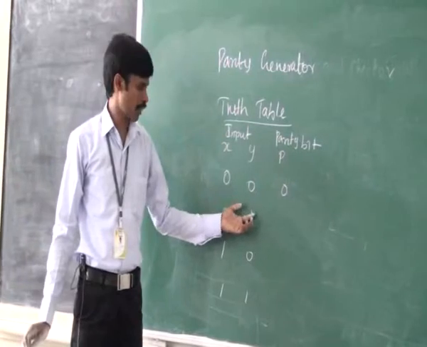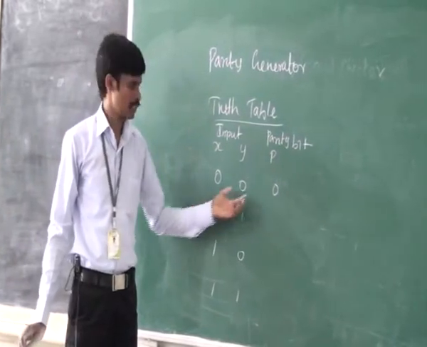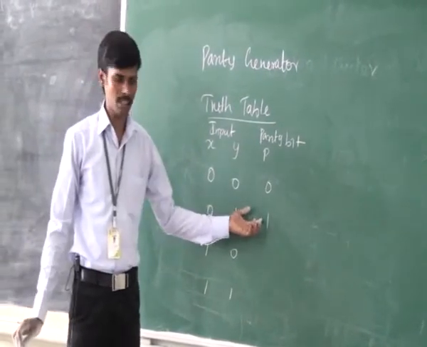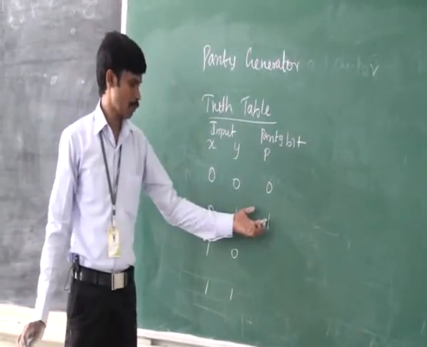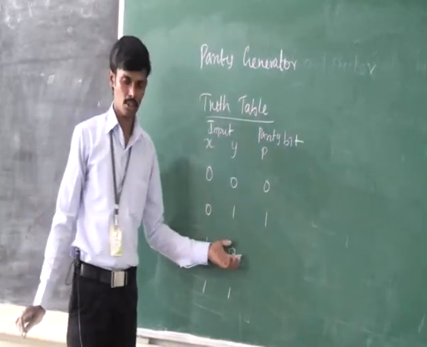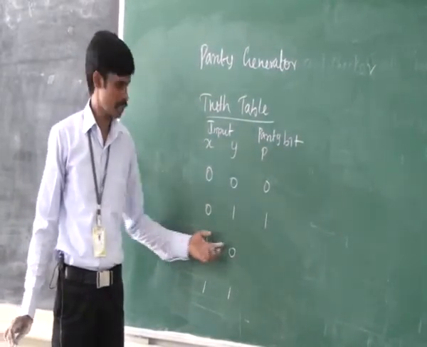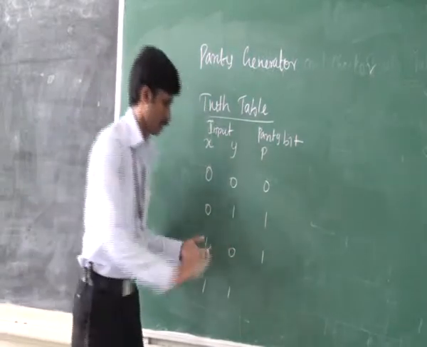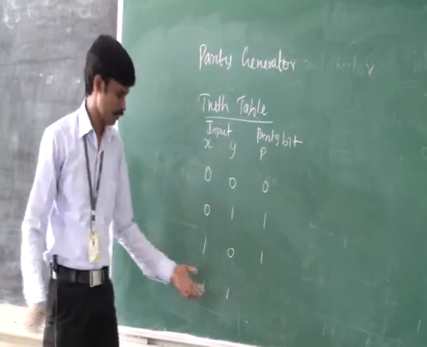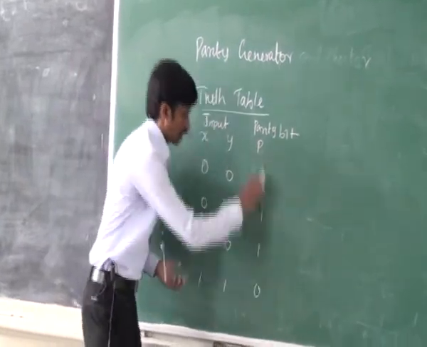The second combination is 0, 1. This consists of an odd number of ones. Then this one produces 1 to make the total number of ones even. Now the total number of 1s is 2. This is an even number. The third combination is 1, 0. Now this consists of an odd number of ones. Then the parity bit generates 1. Then the next combination is 1, 1. This consists of an even number of 1s. Now this one generates 0.